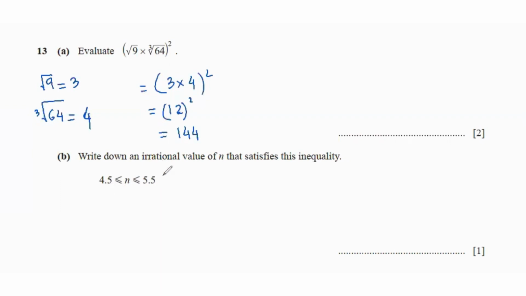So we know between 4.5 and 5.5 we have 5. And we know that square root of 25 is equal to 5, which is a rational number. We need an irrational number because an irrational number is a number which cannot be depicted as a fraction. So we can pick square root 24 or square root 26 because both of these numbers won't give us an integer value or a value that can be written as a fraction. So you can choose either of these and that would be the correct answer.